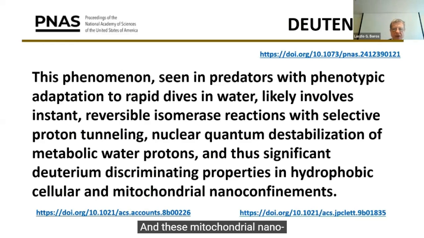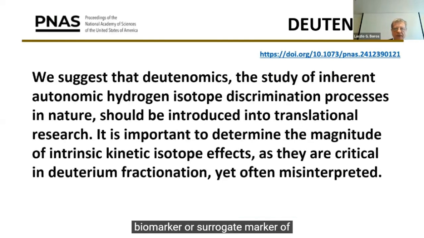And these mitochondrial nanoconfinements are very important to go from low deuterium metabolic water to very highly enriched structural molecules. So we go from, I would assume, 5 ppm in metabolic water. We know this because we can now measure deuterium content in matrix water, and in human breath that is always depleted depending on the diet. But practically, it's a very important biomarker or surrogate marker of the biological and clinical scenarios we are trying to clarify.